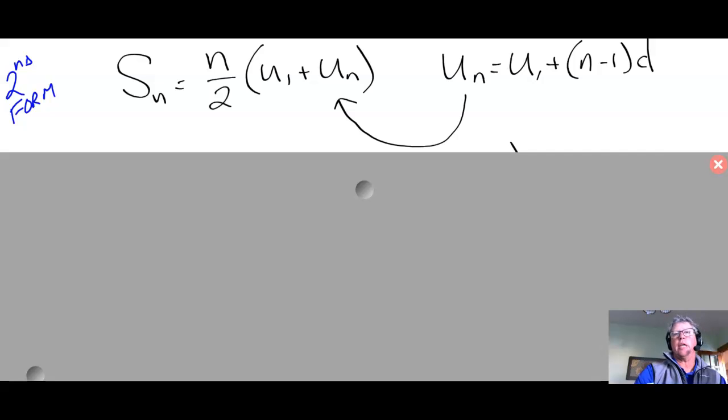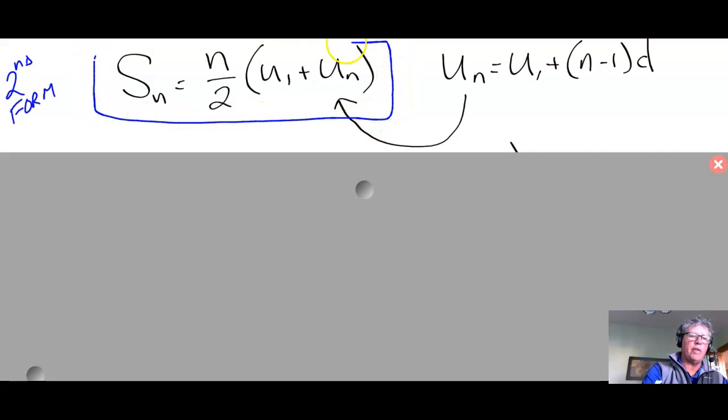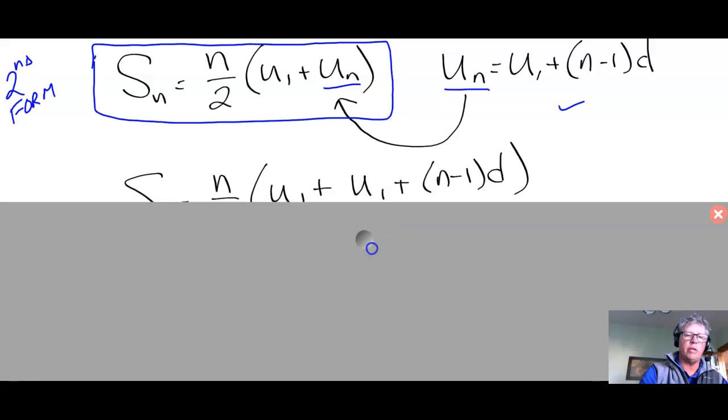Hey, on your notes, I gave you a second form of the summation equation. I'd like to show you how we got that real quick. This is the one we derived in class. So that's my favorite. In fact, I only use that, and then I use this when I need it. But some people like, oh, let's put those two together. So u sub n is right here, and u sub n is right here. We're going to substitute that in.